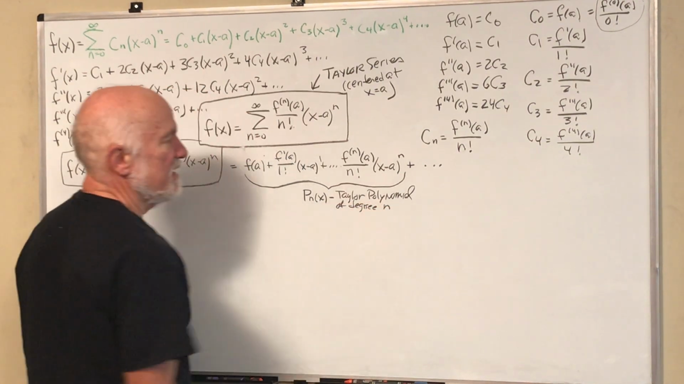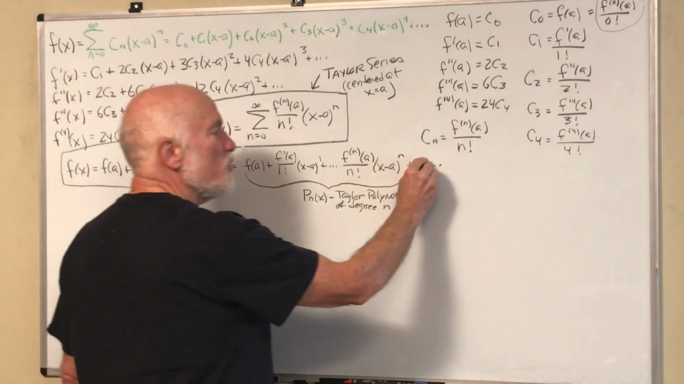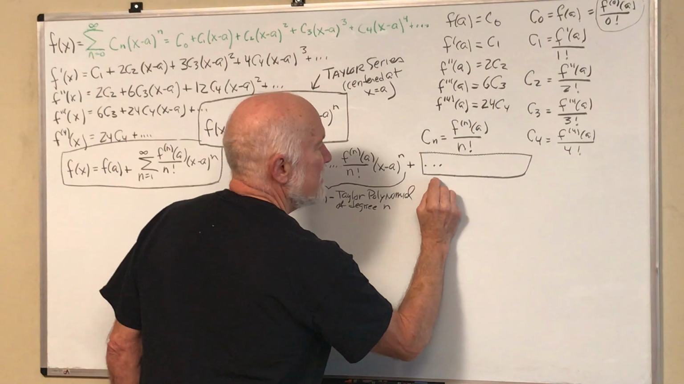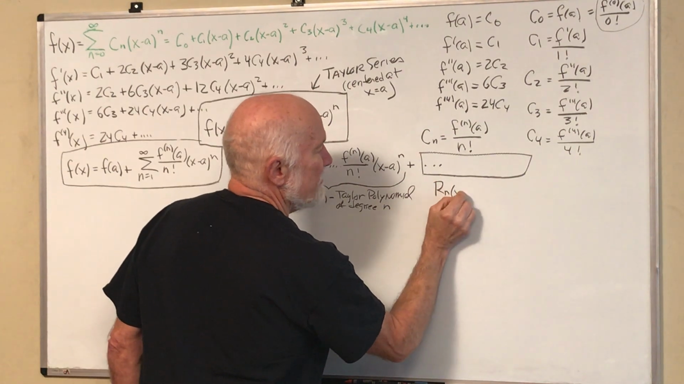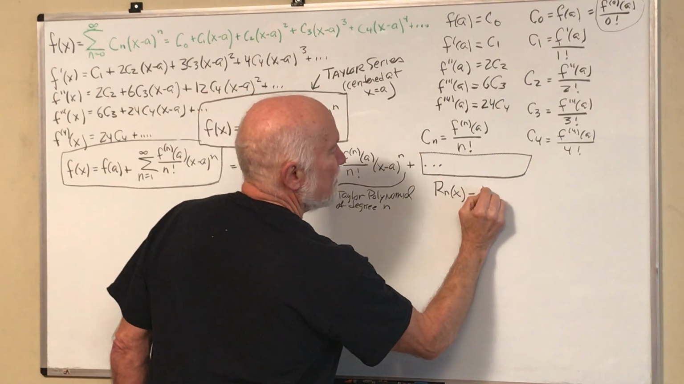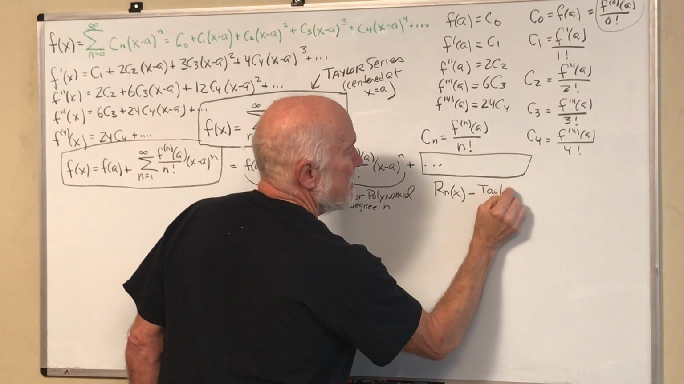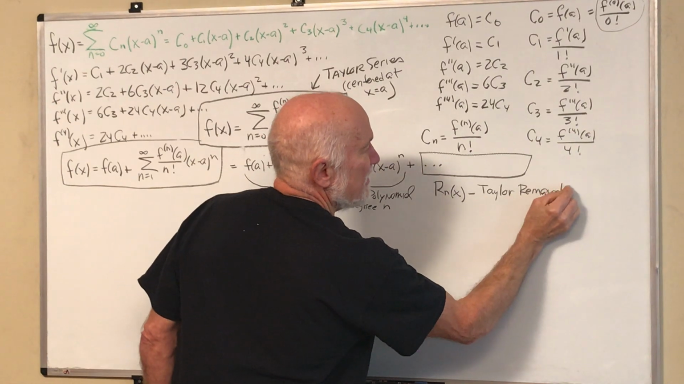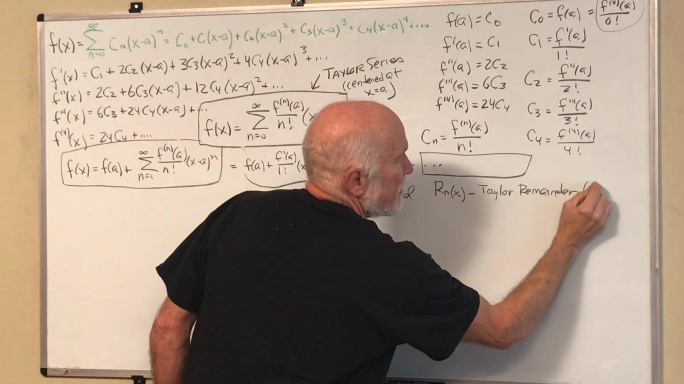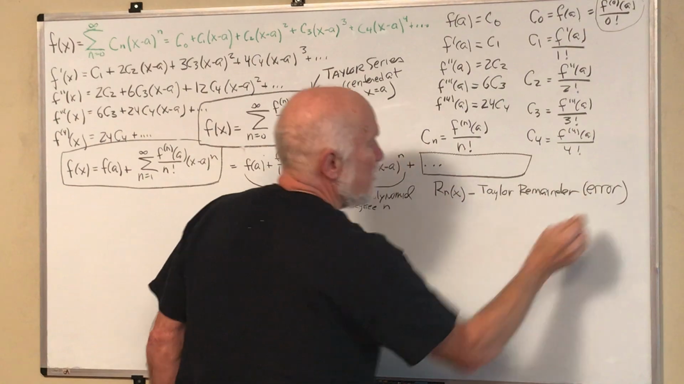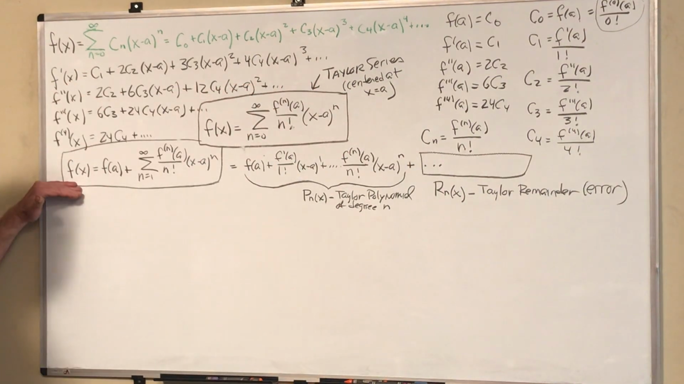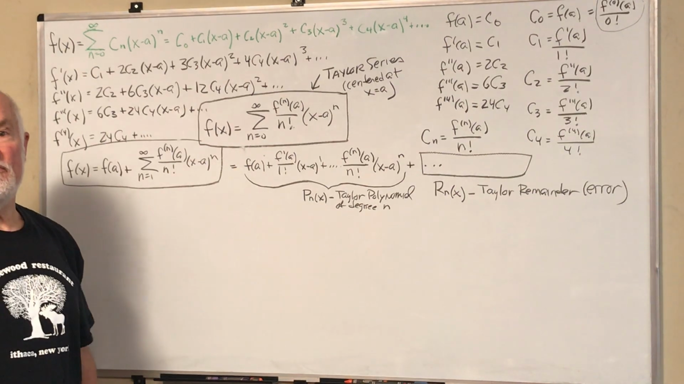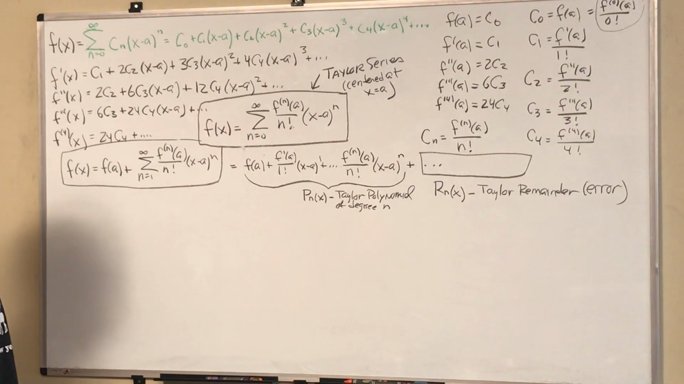n. And then the part that we omit, all the rest of this stuff, is called Rn of x. And that's called the Taylor remainder. Basically, that's the error that we're going to have if we try to approximate the function f of x with just an nth degree Taylor polynomial. So that's all the terminology.